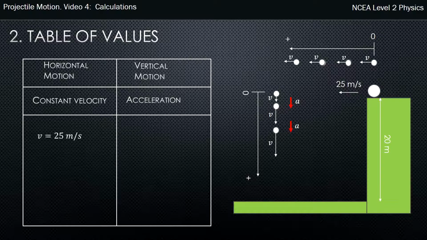So horizontally, its velocity is 25 meters a second. We don't know how much time it's moving for. We don't know how much distance it goes for. But eventually that's what we want to find out: its horizontal distance. How far from the cliff horizontally did the ball go?